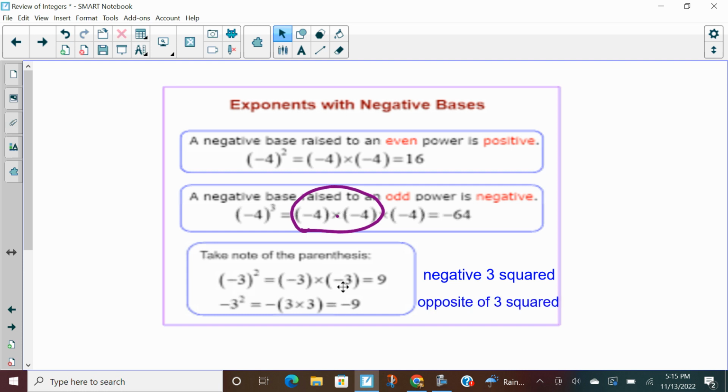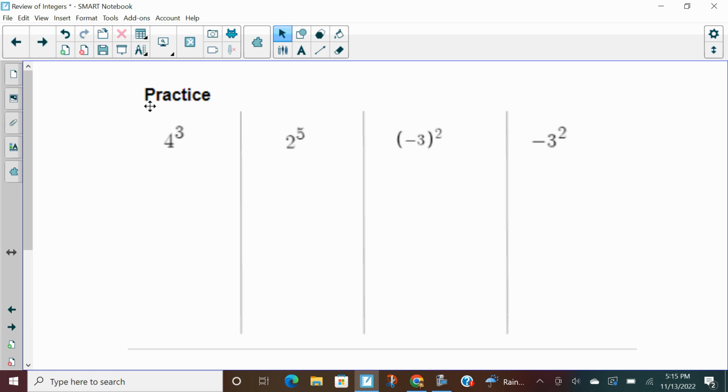So you want to make sure that you understand the difference between those two, because if they're within an order of operations problem, negative 3 to the second power would be a positive answer, where the opposite of 3 squared is going to give me a negative answer. So let's do a couple of practice problems with that.